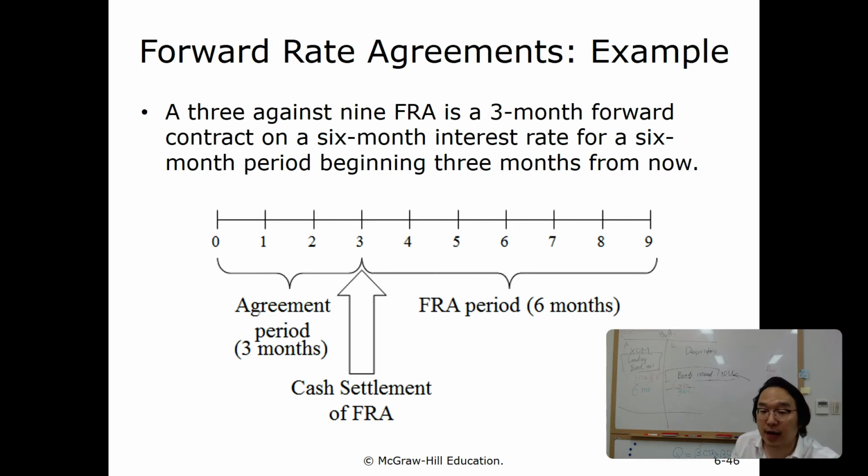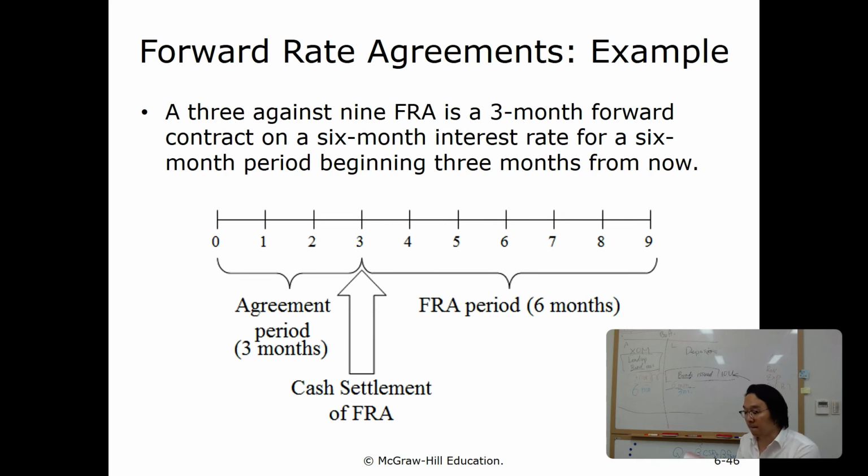A 3-against-9 FRA is a 3 months forward contract on a 6 months interest rate for a 6 months period beginning 3 months from now. Okay, you see the timeline over there. We are standing at time point 0, and then 3 months down the road there is an agreement period of 3 months ending, and then the FRA period of 6 months is available, starting from the 3rd month all the way down to the 9th month, right? And then there's a cash settlement of this forward rate agreement at the end of your third month, right?